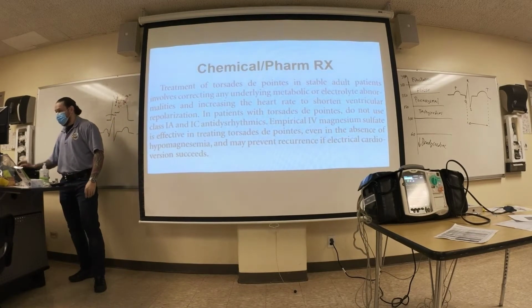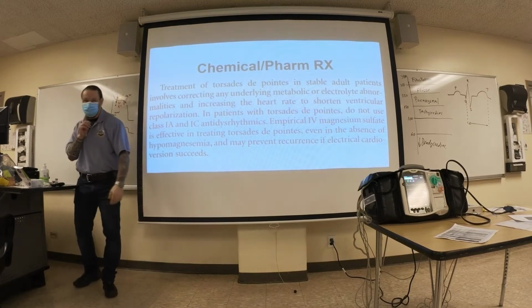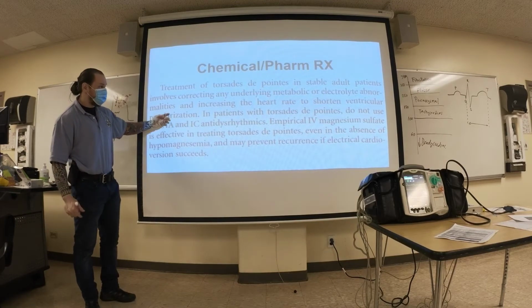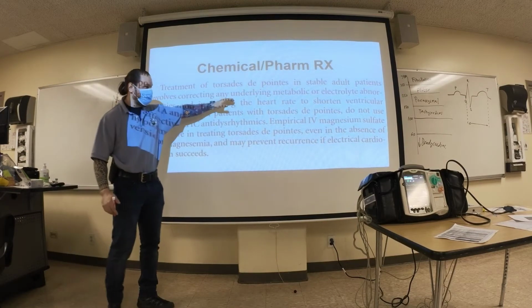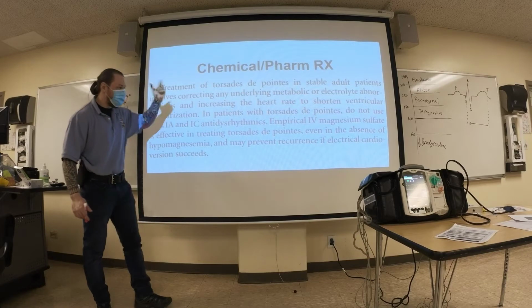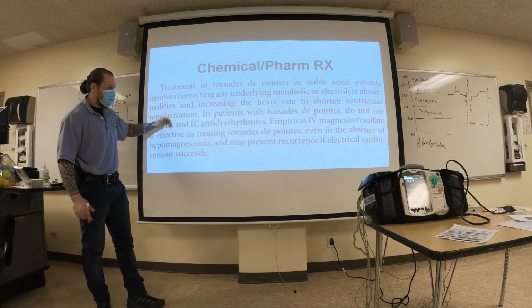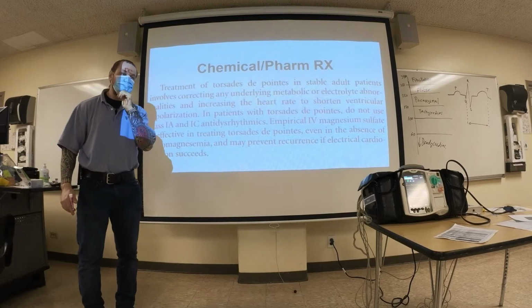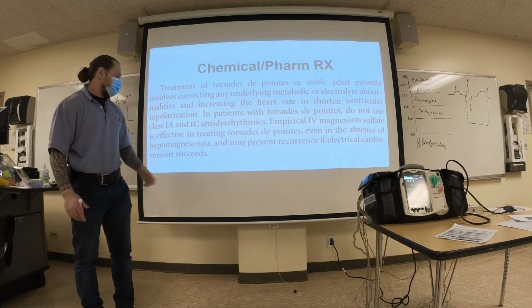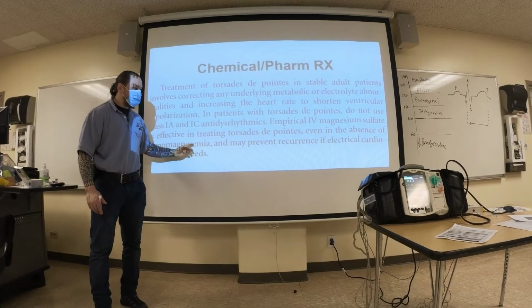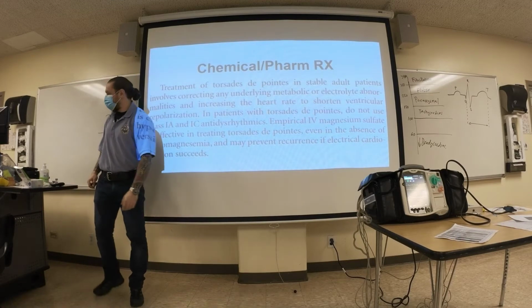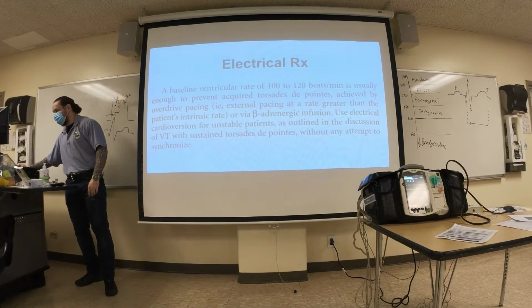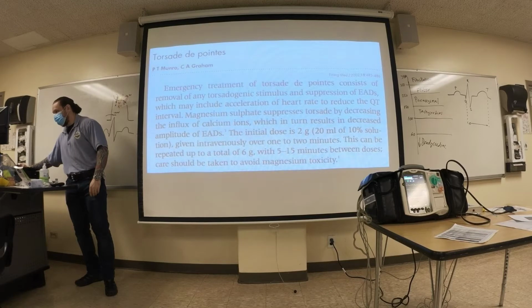And so the treatment for this, as you guys said, we want to give them mag sulfate. The chemical treatment is to correct their underlying electrolyte abnormality, right? Maybe they need potassium, magnesium. But here we give them mag sulfate, even if their mag is not low. The reason why we give them the mag is because mag will stop the inflow of calcium, so it will compete. So let me show you here.